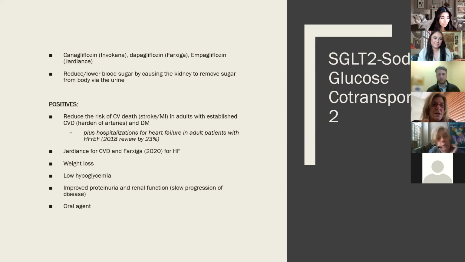So the two that have those indications are Jardiance and Farxiga. The Invokana, canagliflozin, doesn't have those indications as the other two do. Weight loss, I just had a patient today, thrilled, has lost about 10 pounds on the drug. Low risk of hypoglycemia. And it is an oral agent versus the GLPs, so for your patients that just don't want to be on injections, a good option for you. Next slide.